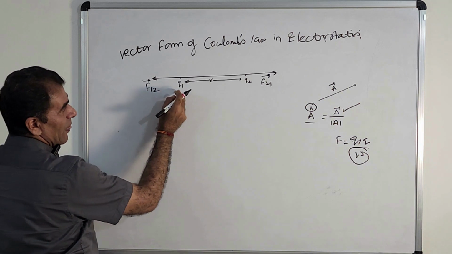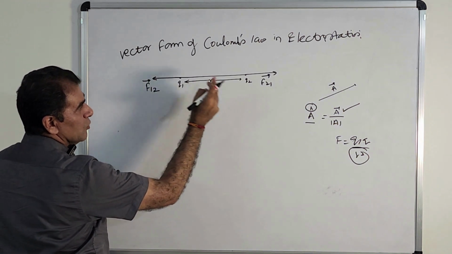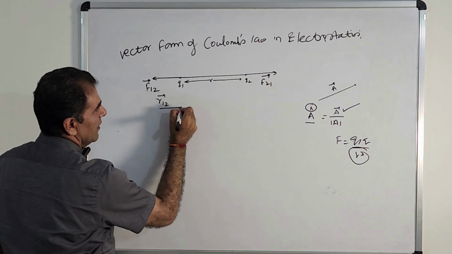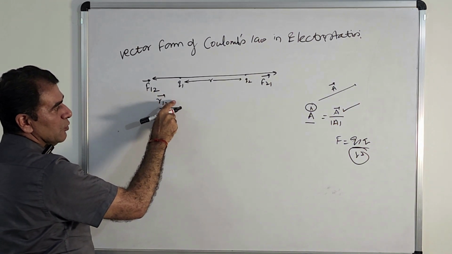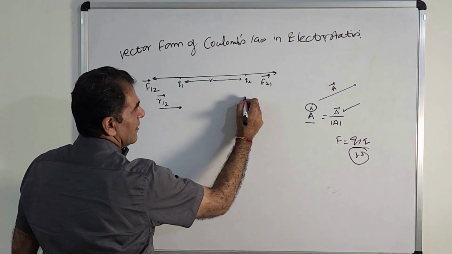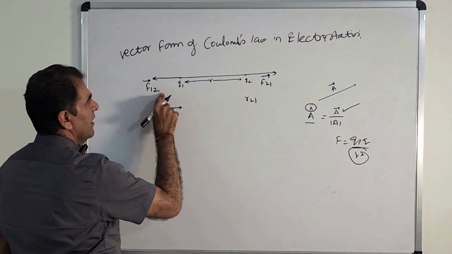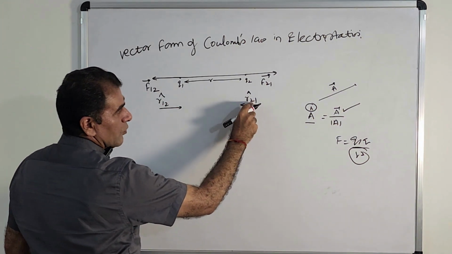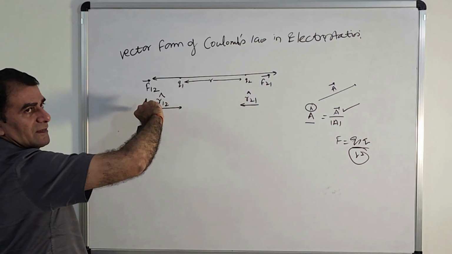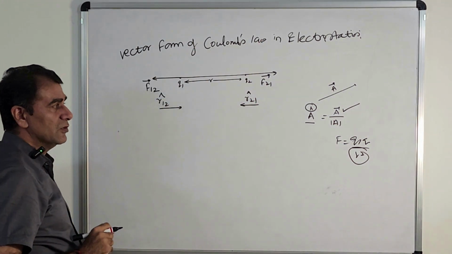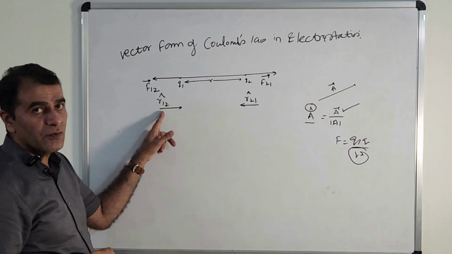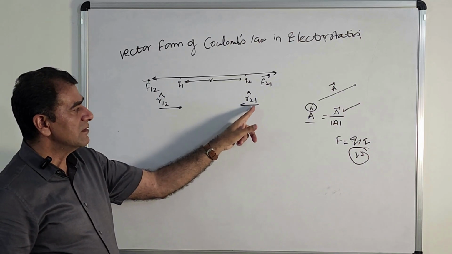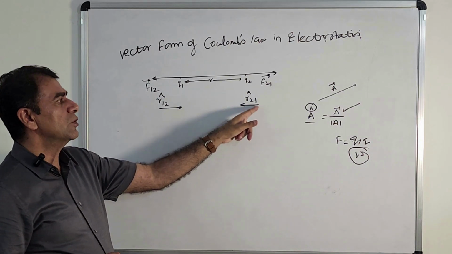So let us suppose the unit vector from 1 to 2 is R12 cap, and the direction will be this one. Means from 1 to 2, and here it will be R21 cap. We take cap because it is a unit vector. So what is R21? From 2 to 1. This is R21. So this is nothing but the unit vector from 1 to 2, Q1 to Q2. And what is this? Unit vector from Q2 to Q1.